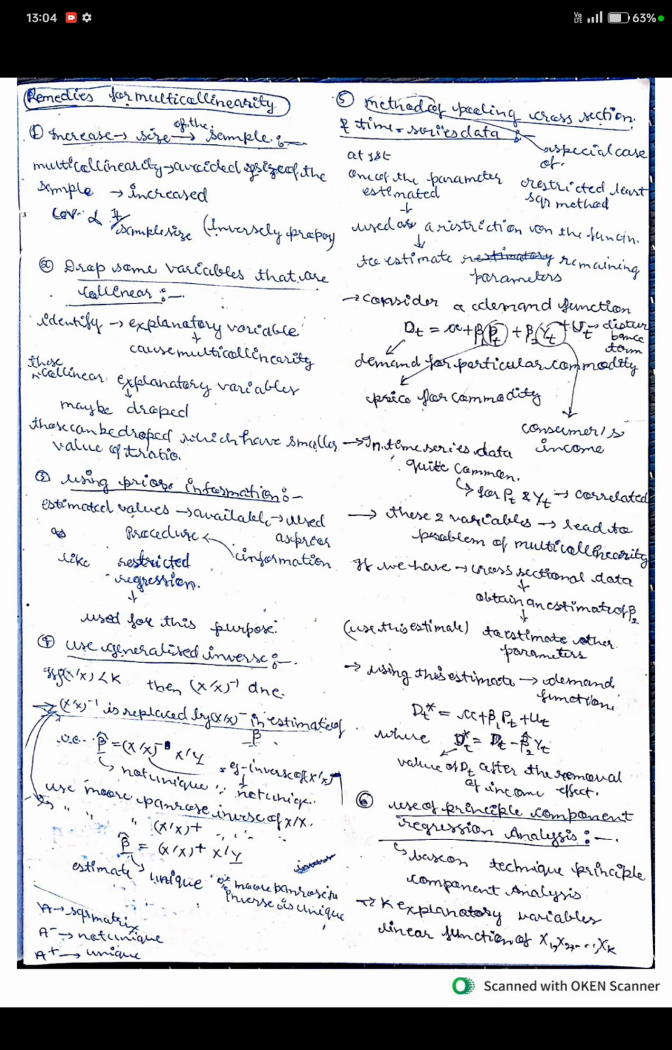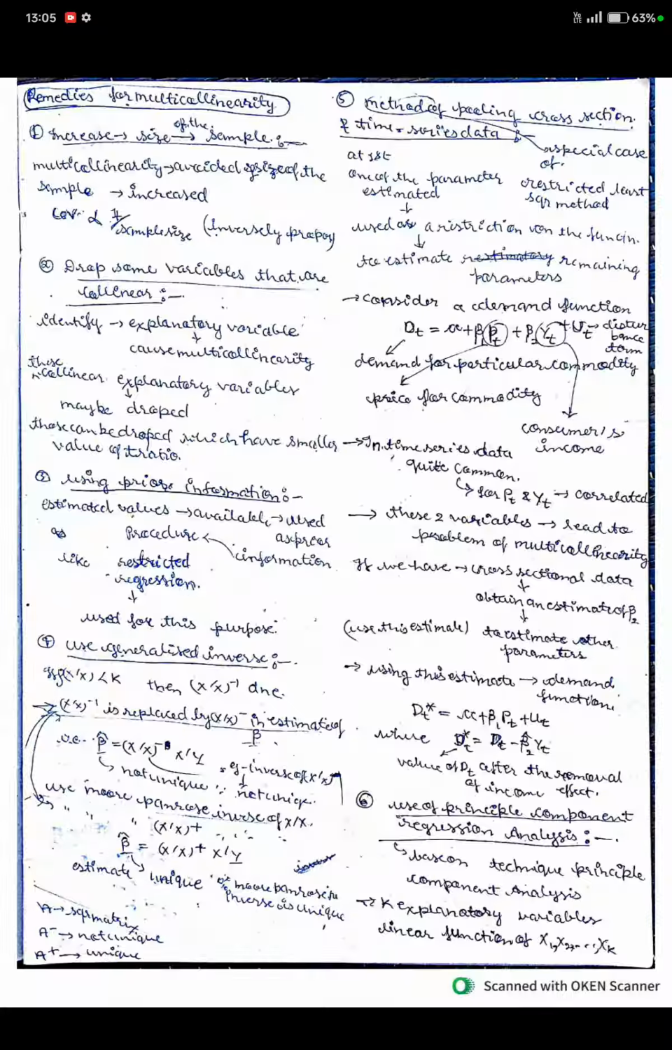First, increase the size of the sample. Multicollinearity can be avoided if we increase the size of the sample, because covariance is inversely proportional to the sample size. Second, drop some variables that are collinear. Identify the explanatory variables that cause multicollinearity. These collinear explanatory variables may be dropped. Those can be dropped which have a smaller value of t ratio.